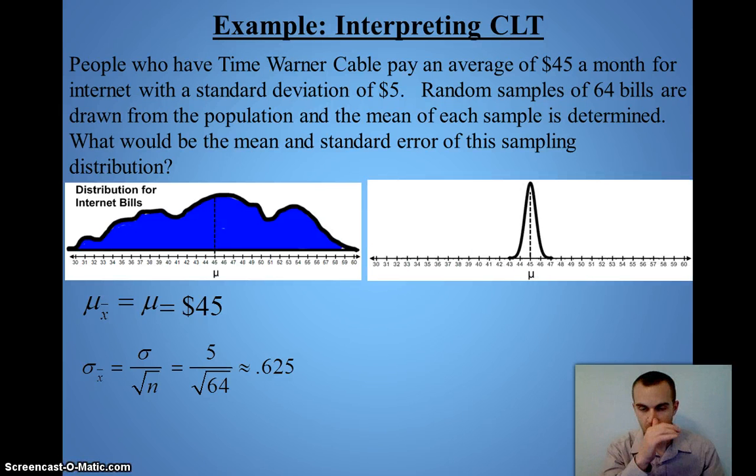But when we start doing these random samples and looking at the means of the samples, we know our graph is going to become normally distributed. That's because we have over 30 people in this distribution. So the mean of our samples will be the same as the population mean, and for the standard deviation of the samples, we just have to remember to take the square root of the sample size, which is 64, and divide by it.